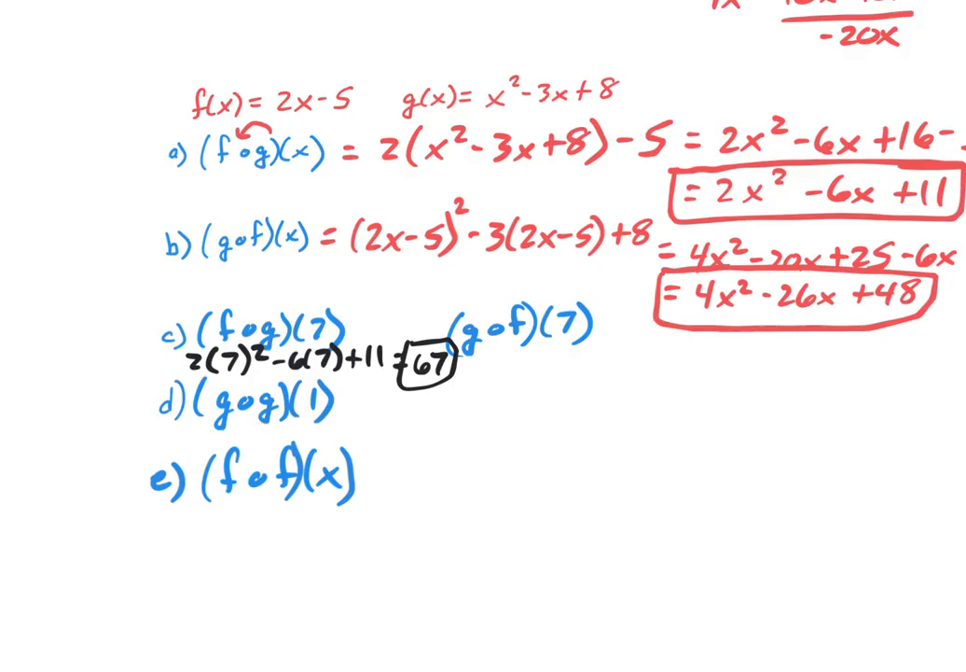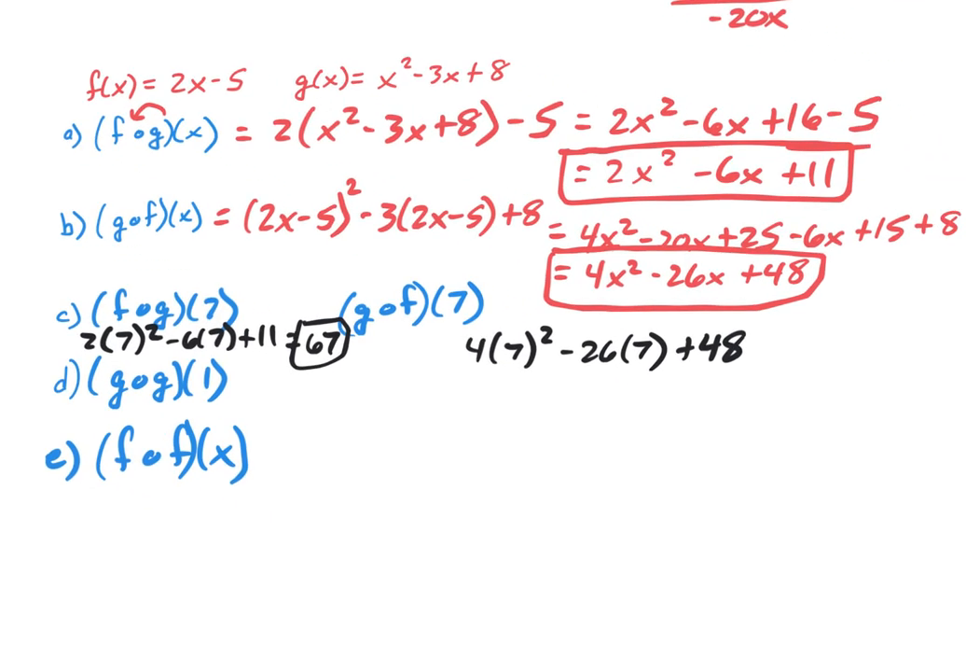Okay, g follows f. We already did it, right? We got the answer for it here. So as long as this is right, that could be an issue, because if I miss this and then I plug a number into it, then obviously I'm going to miss that. But if you're pretty confident about this, now I could take 7 and plug it into this answer right here. And so this would be 4 times 7 squared minus 26 times 7 plus 48.